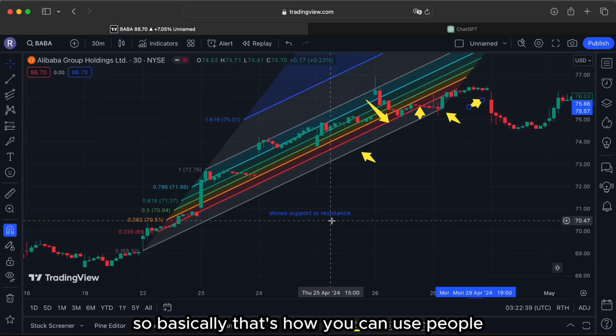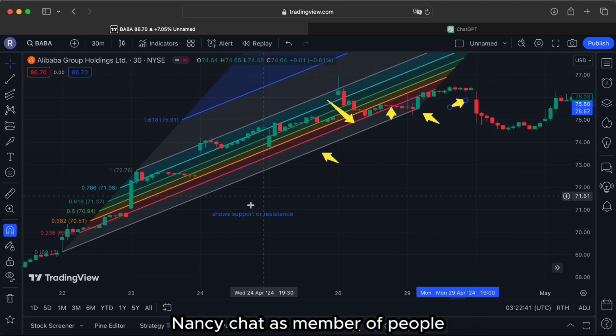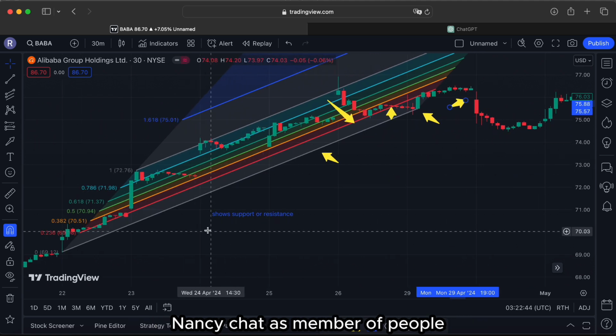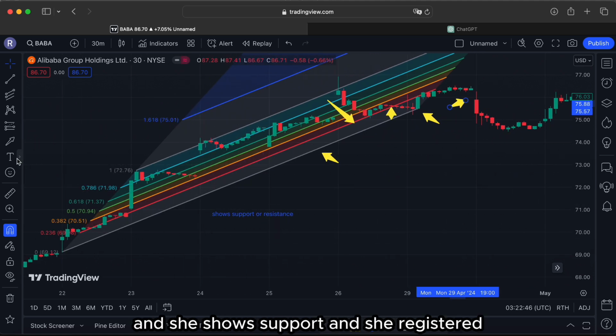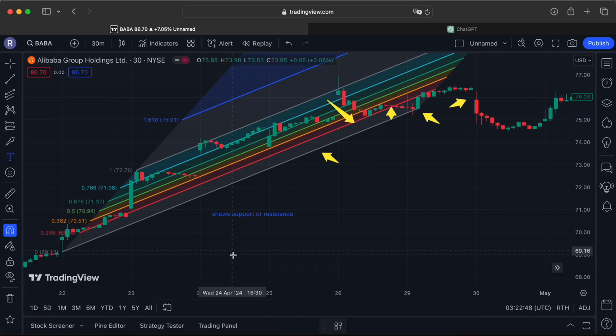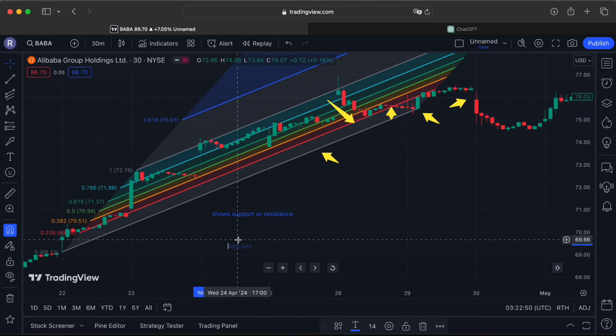So basically that's how you can use Fibonacci channel. Remember, Fibonacci channel shows support and resistance. Support and resistance, remember.